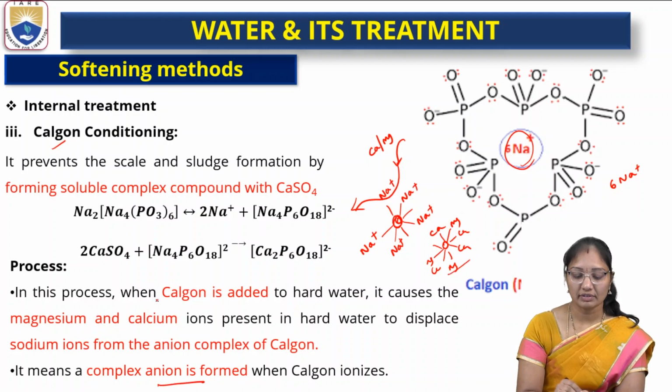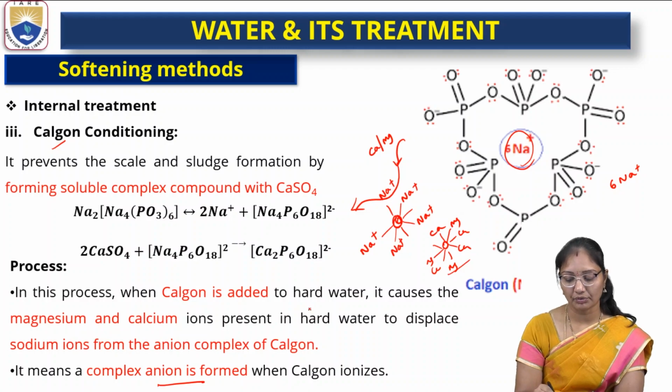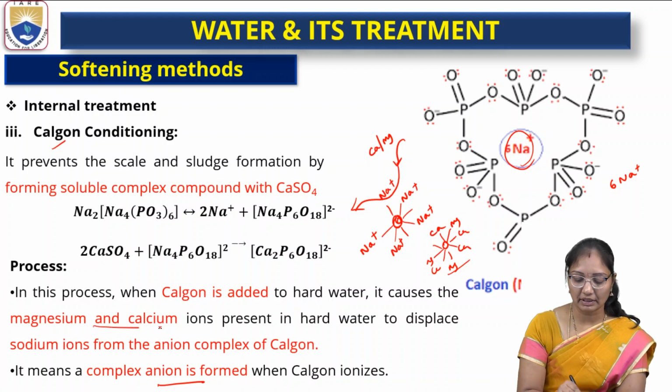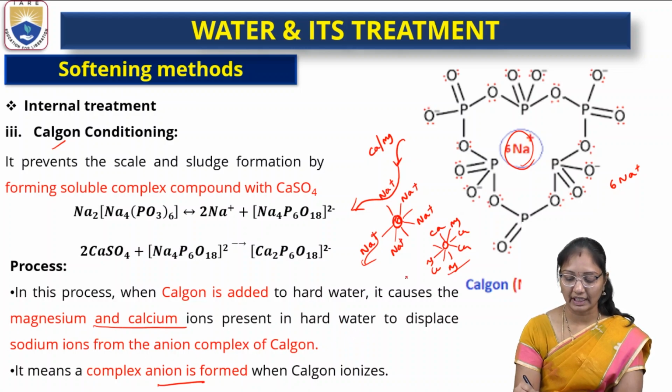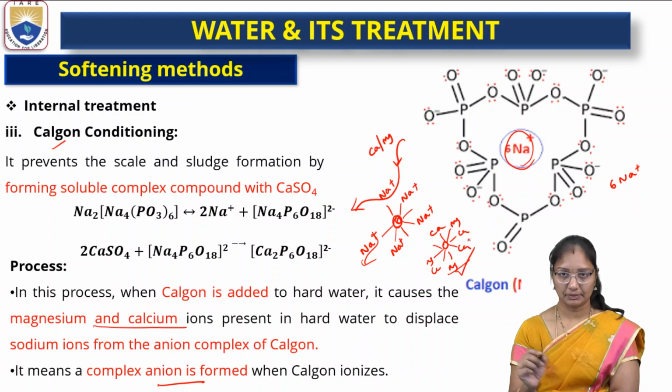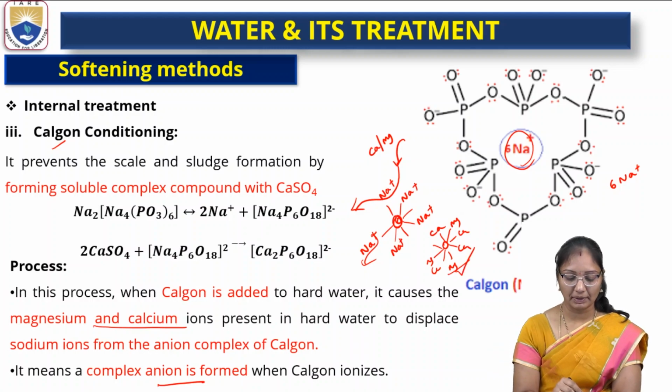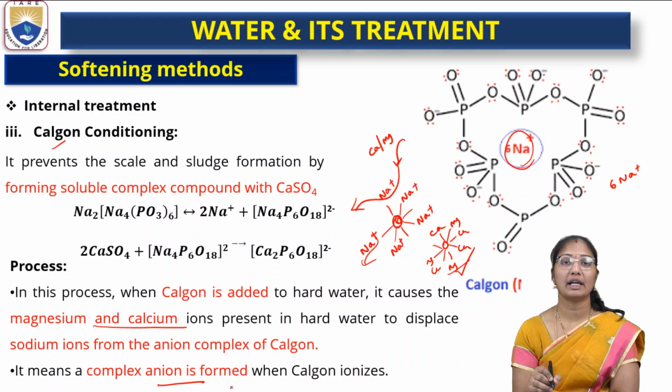So in this process, when Calgon is added to hot water, it causes the magnesium and calcium ions present in hot water to displace sodium ions. So sodium ions are replaced with calcium and magnesium ions, resulting in the formation of an anion complex of calcium. So the complex anion is formed.